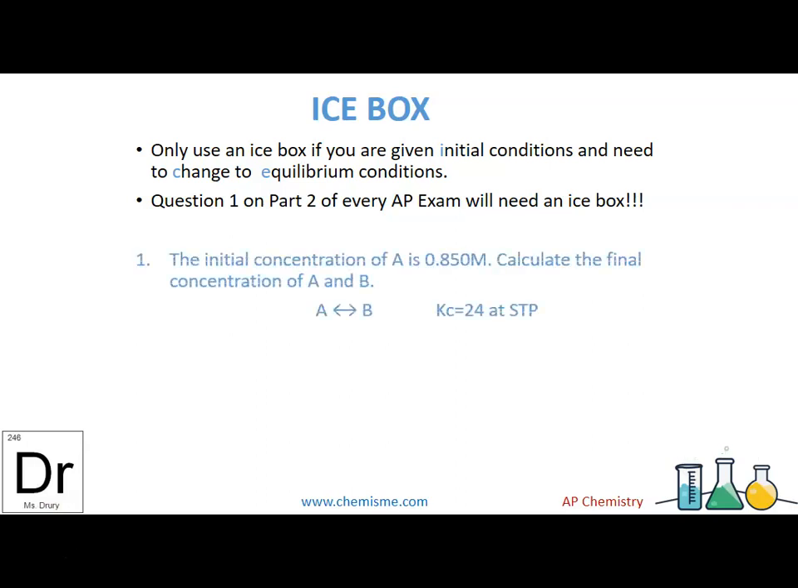So here's an example. The initial condition of A is 0.85, and they want the final conditions of A and B. So notice this is an icebox question because you have initial conditions, but they want equilibrium conditions. So there's a change between I, C, E. And they gave you the Kc.